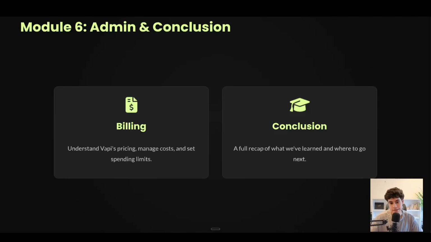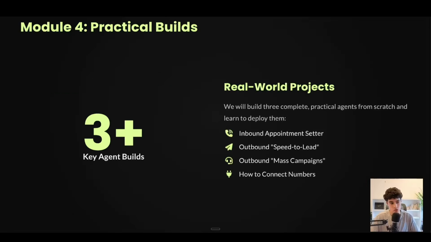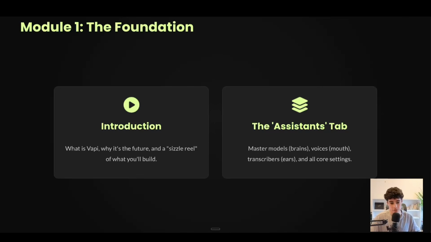So that's the quick 6-module outline of everything you're going to be covering inside this course. And by the end of this video, you will have a complete idea on how to learn, build, and deploy really professional grade voice AI agents using Vapi AI. So without further ado, let's get into module 1. We're going to take you through the foundation of Vapi and then also the assistants tab and actually creating these agents.